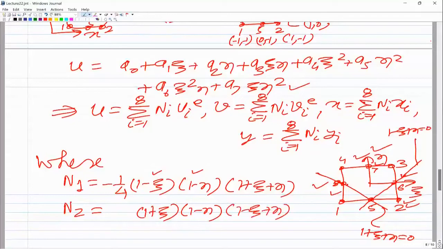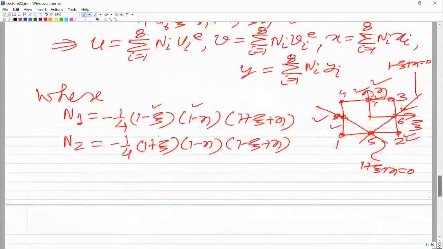So node number 2, the coordinates are xi equal to +1 and eta equal to -1. If you put that here, you will actually get xi equal to +1, eta equal to -1. So 2 plus 2 into 2, you get 4. And then eta is -1, so you get minus. So you have -1/4 here. With this, n2 is unity at node 2, 0 at nodes 1, 5, 6, 3, 7, 4 and 8. Like that, you can write all the shape functions.